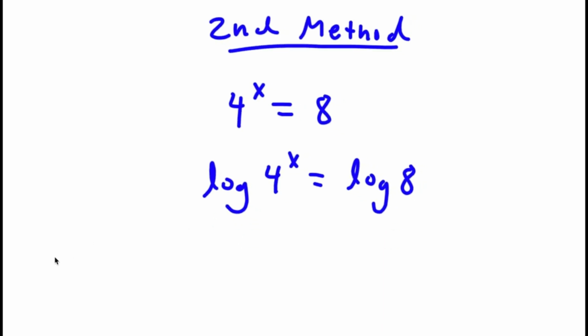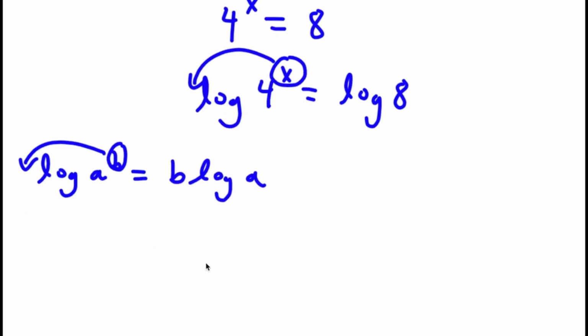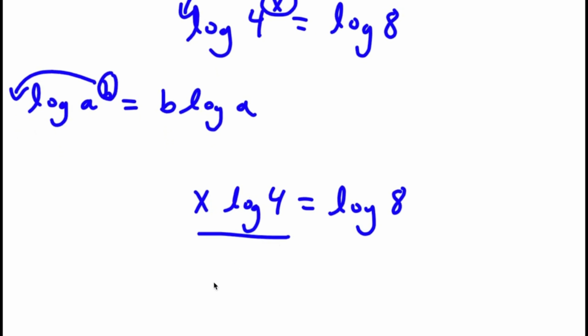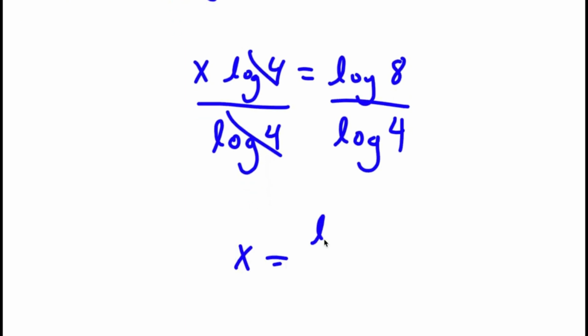Now, if I have something in the form log of a to the power of b, I can actually move this exponent b to the front. So this is going to equal b times log a. So in this case, for log of 4 to the power of x, I can move x to the front. So that's going to equal x times log 4, which is equal to log 8. Now I can simply divide both sides by log 4. These two cancel out, and I'll be left with x is equal to log 8 over log 4.